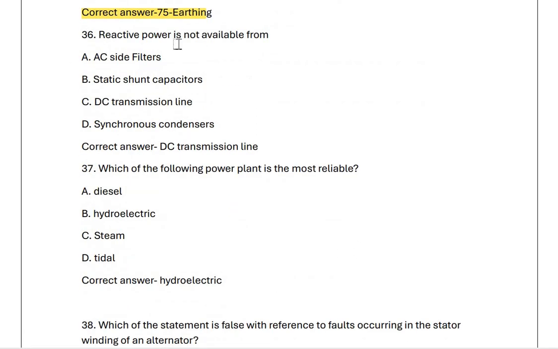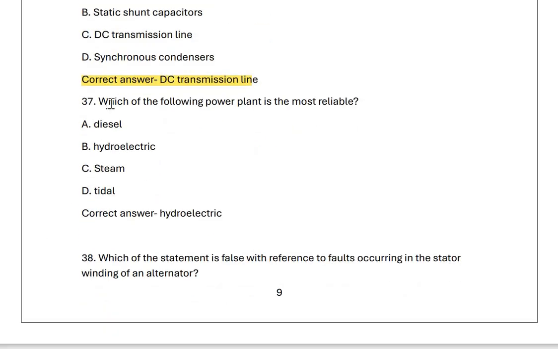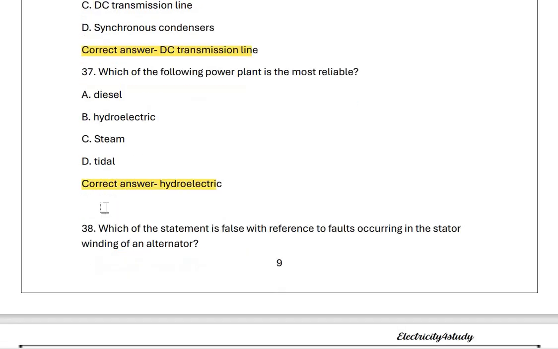36. Reactive power is not available from A. AC side filters. B. Static shunt capacitors. C. DC transmission line. D. Synchronous condensers. Correct answer: DC transmission line. 37. Which of the following power plants is the most reliable? A. Diesel. B. Hydroelectric. C. Steam. D. Tidal. Correct answer: hydroelectric.